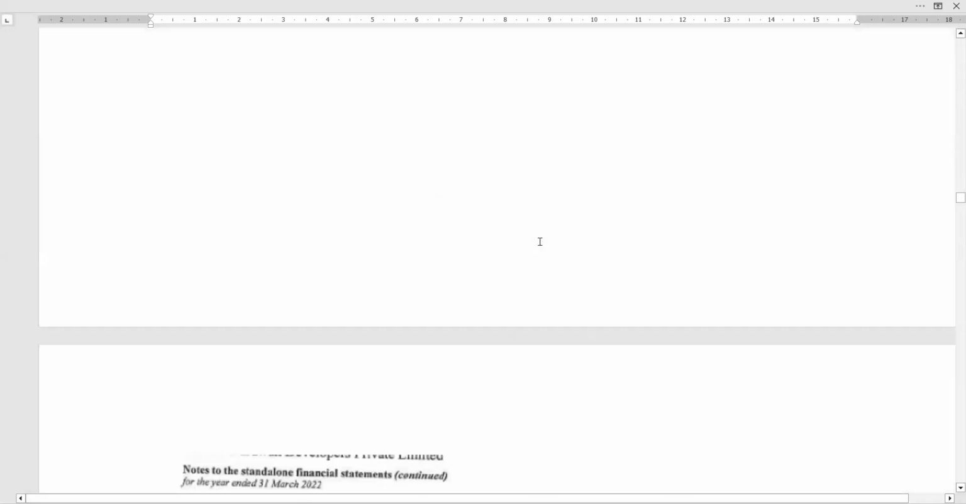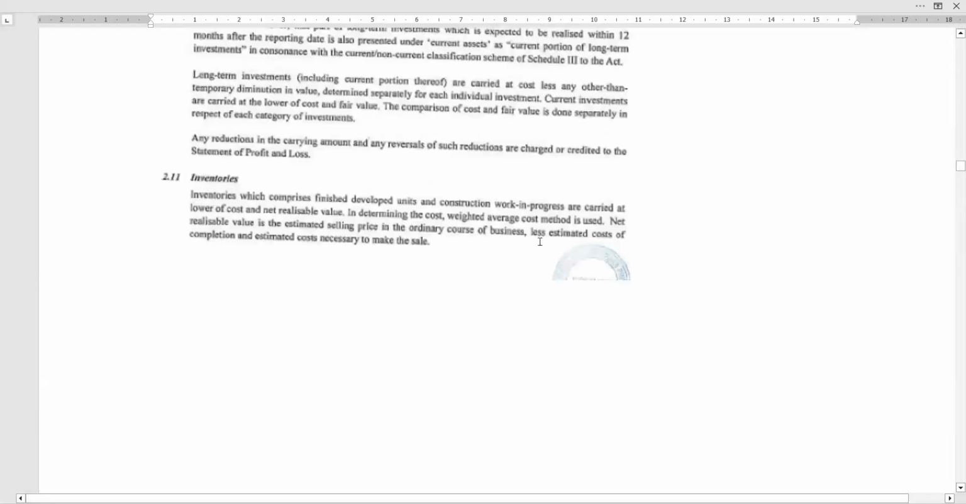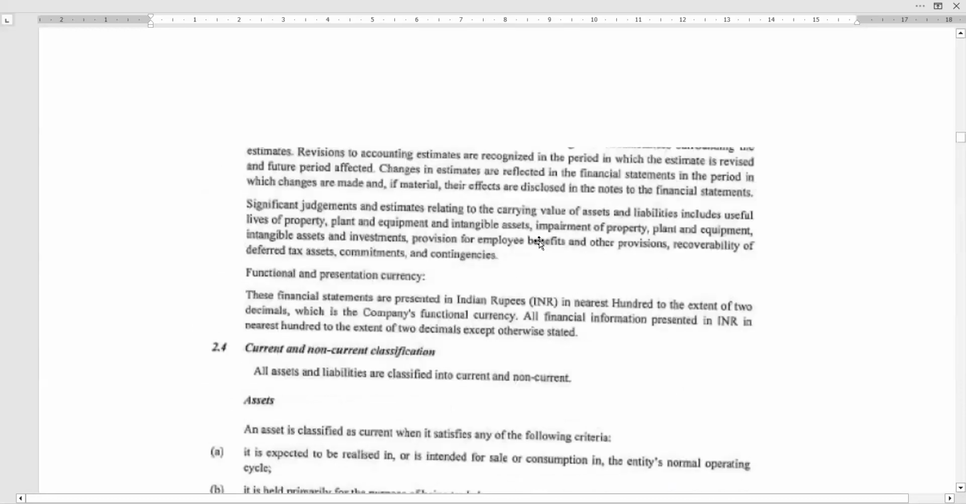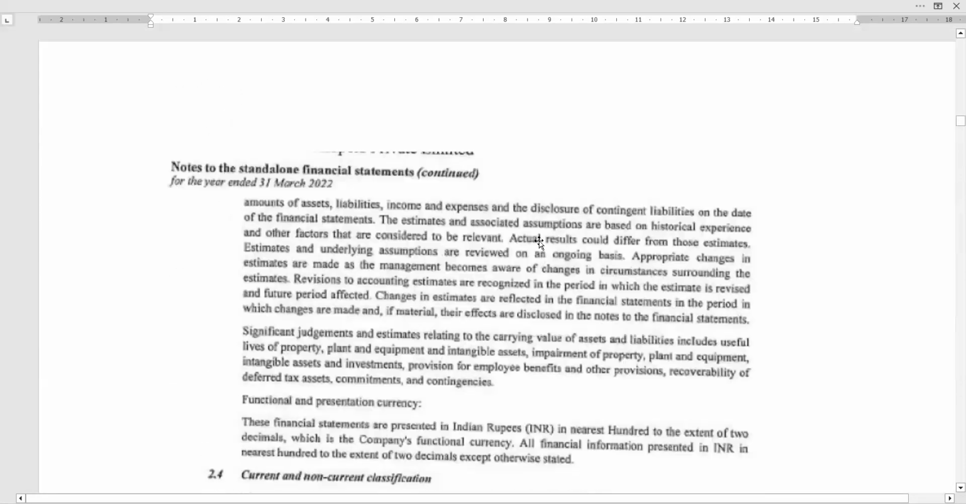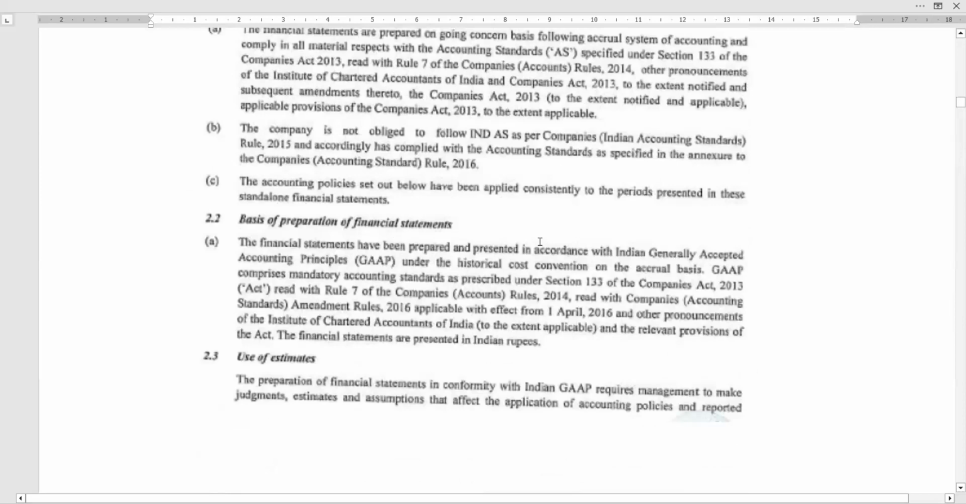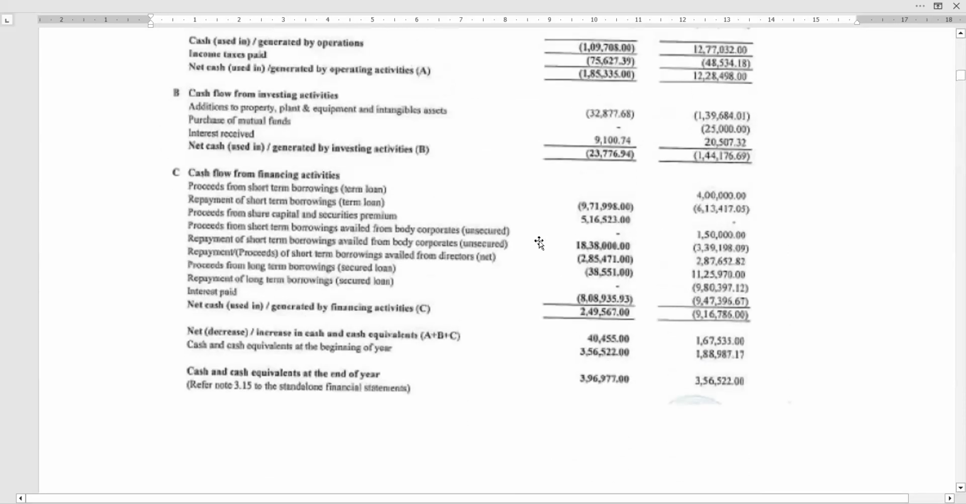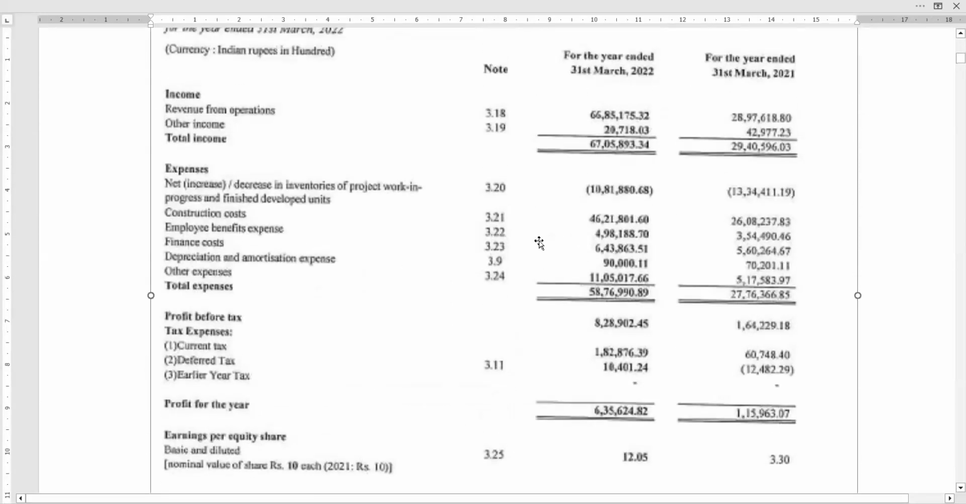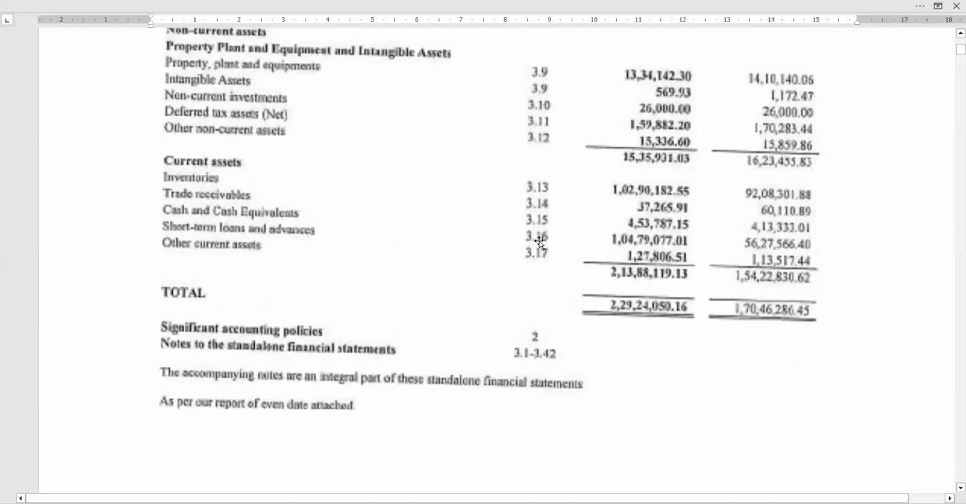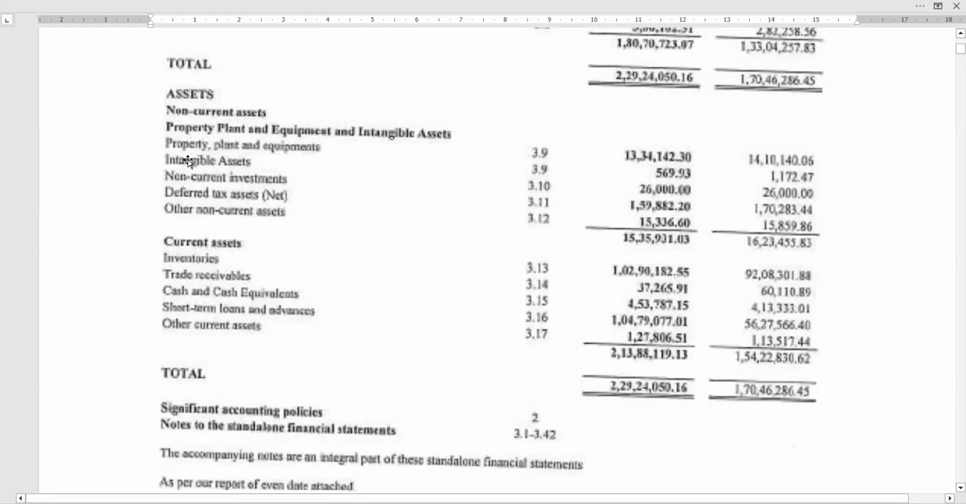See, in their fixed asset, we had only one schedule of fixed asset. But actually, as per format, if you remember, the fixed asset schedule is different, the investment property schedule is different, the capital work in progress schedule is different, right? So there was only one schedule here, which we had seen, fixed asset. You see here, property, plant and equipment, intangible asset, non-current investments. There is no investment property here.